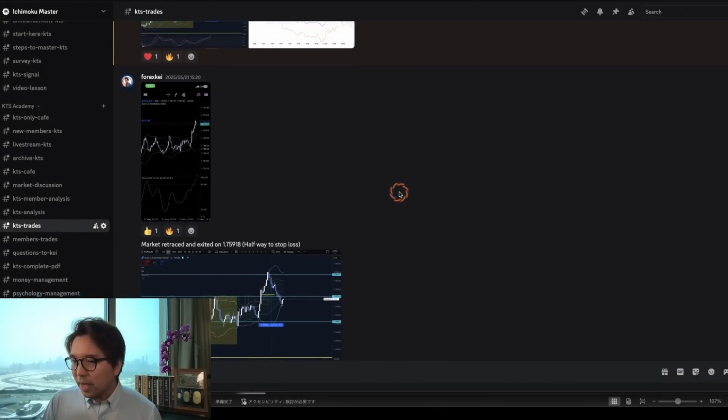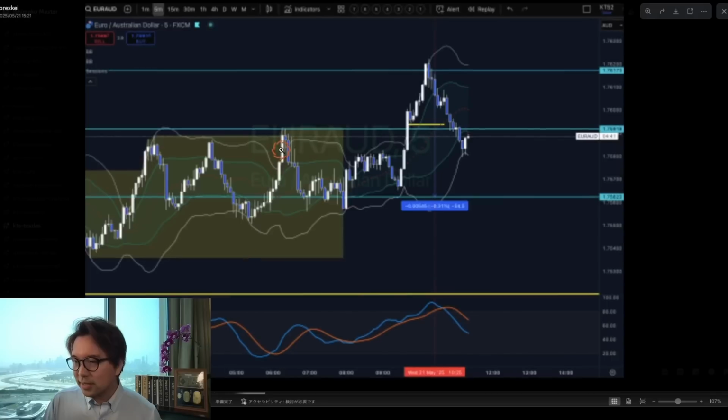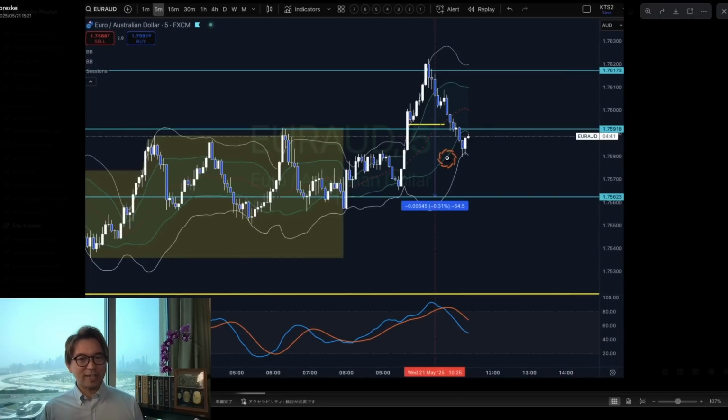And after that, what happened was that the market retraced, unfortunately, which happens to everyone, including myself. The market goes backwards, so I exited here on 1.75918. This was the exact exit price. So the price, this was my entry buy, and this was my stop loss.